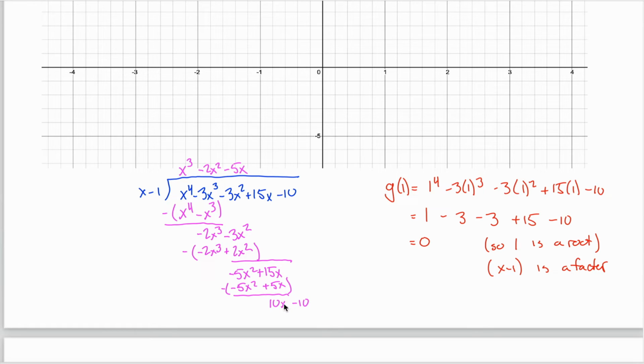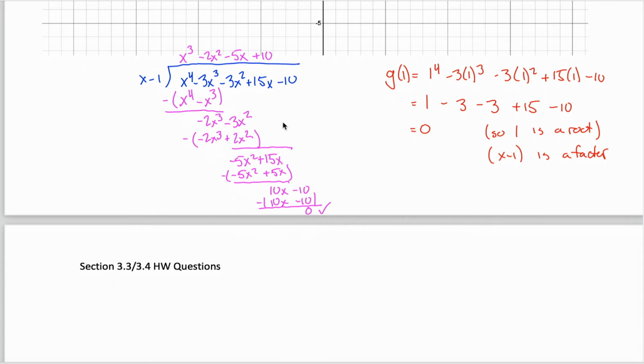I have one more step. I want to get rid of the 10x. Do so by putting a 10 up here because 10 times x minus 1 is 10x minus 10. And when I subtract, we see that not only did I get rid of the leftmost column that I needed to, but I also get rid of the right column. I get a remainder of 0, which I was expecting because x minus 1 is a factor of this polynomial. It must divide evenly into this polynomial.